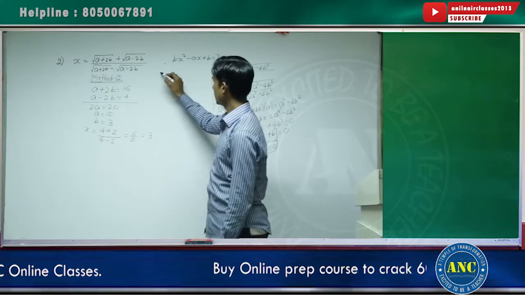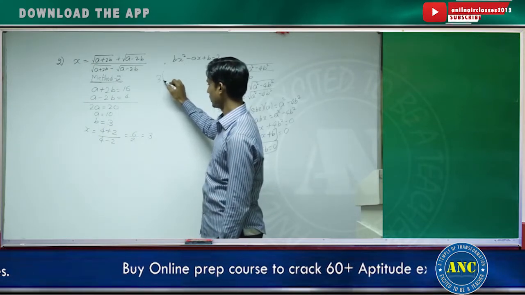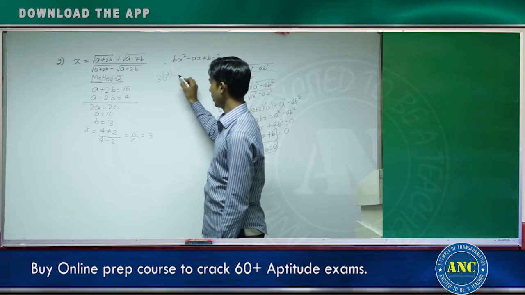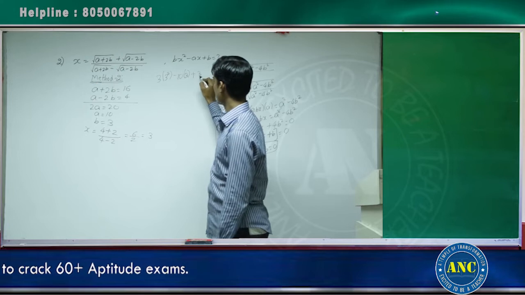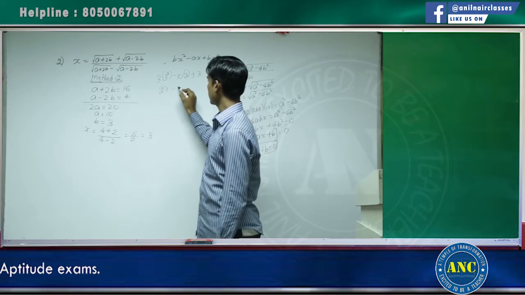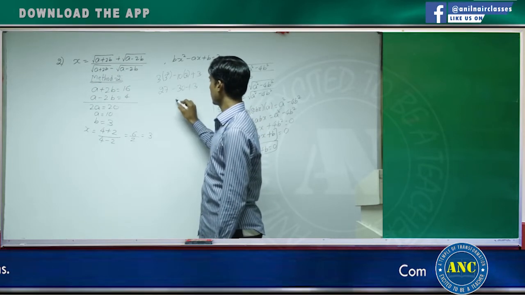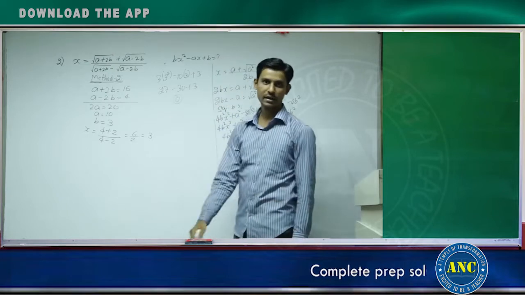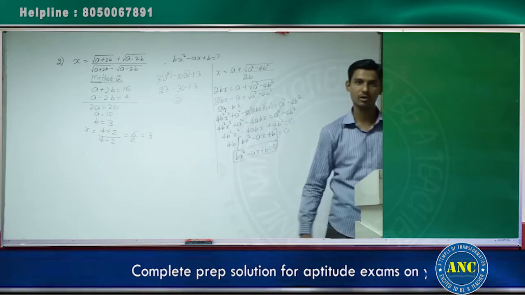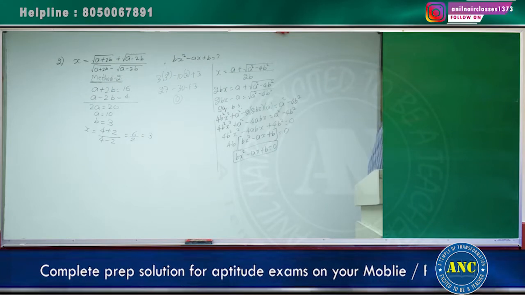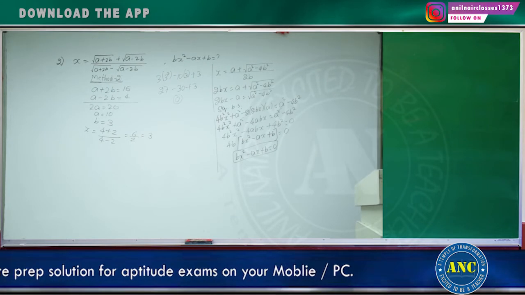That means b is 3, so 3 into x square, which is 3 square, minus 10 into x value, which is 3, plus b value, which is 3. That is nothing but 27 minus 30 plus 3. It is nothing but 0. Easily you will get the answer. Getting the idea? Take whatever value you like. It need not always be that value itself. Whatever value you like, you please take it.